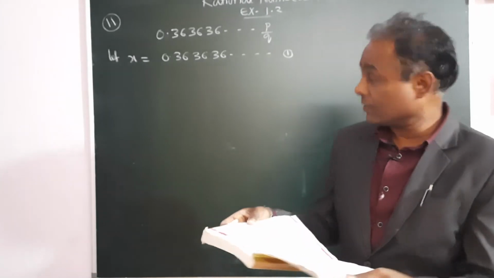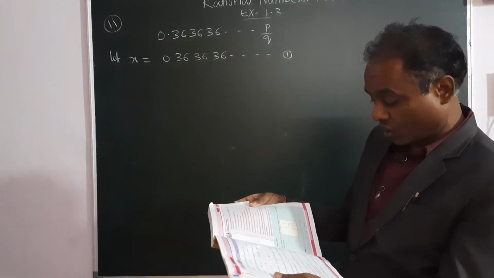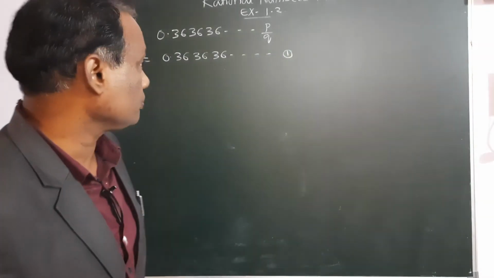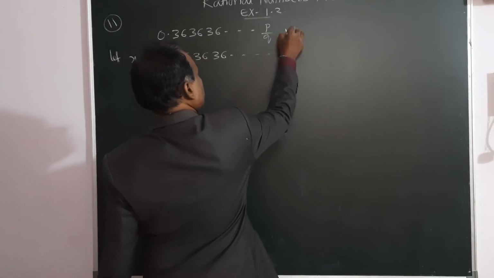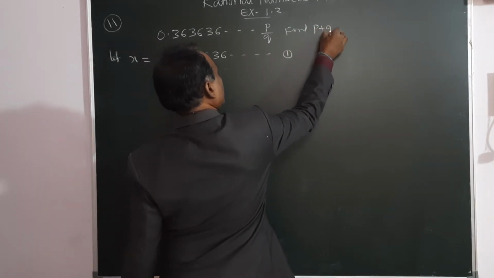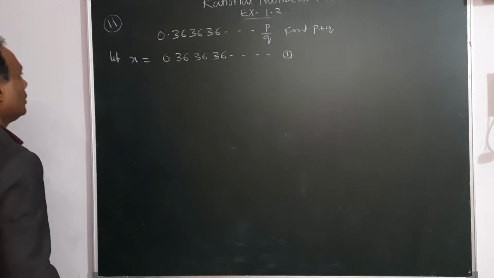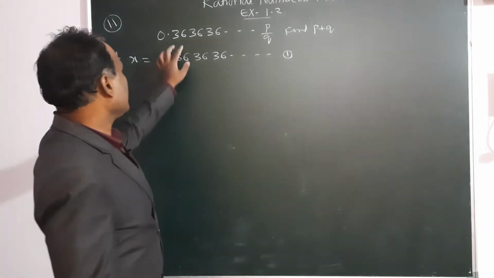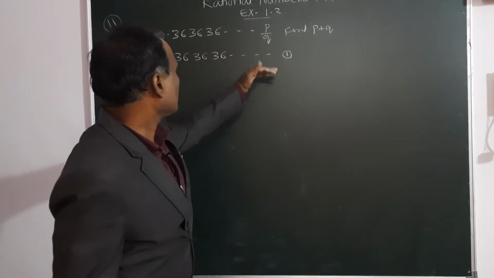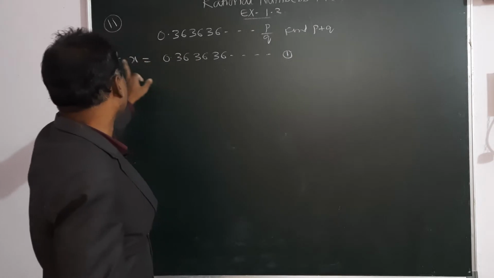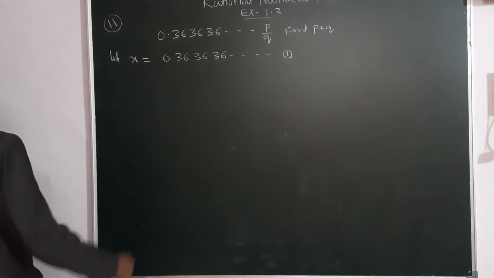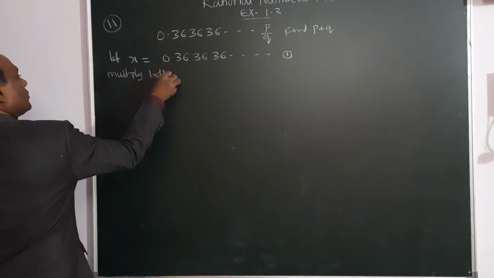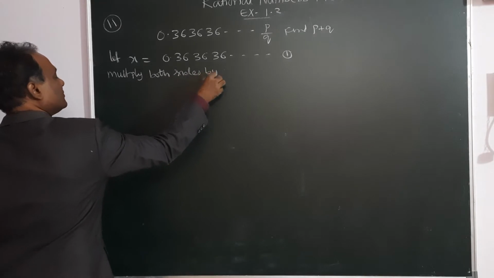When the repeating decimal 0.363636 and so on is written in its simplest form p by q, find the sum p plus q. You know the process. If it is a non-terminating decimal, to convert it into p by q form, we take the given number as x. Multiply both sides by what?